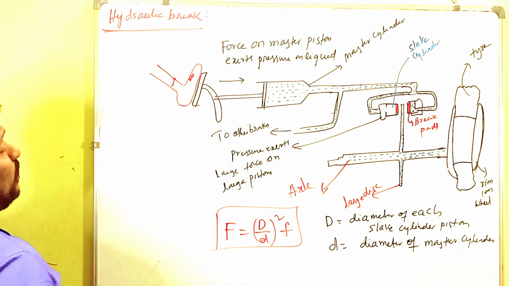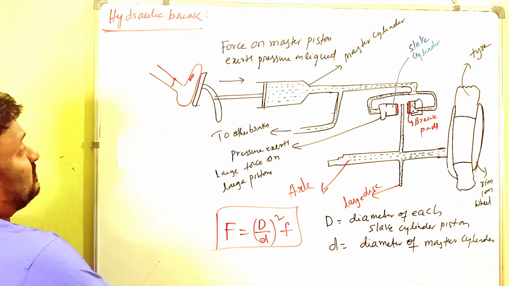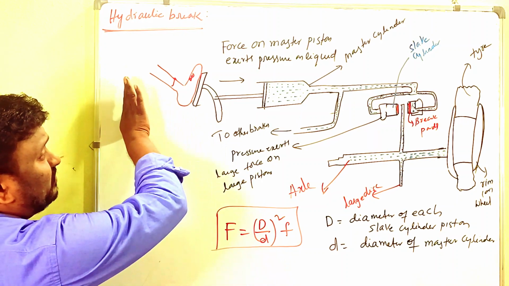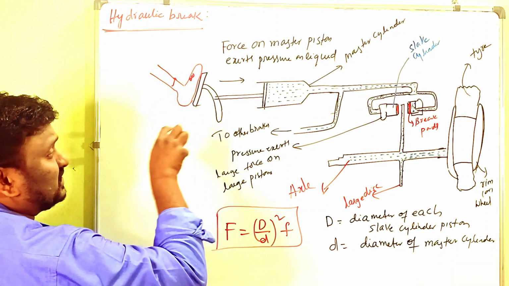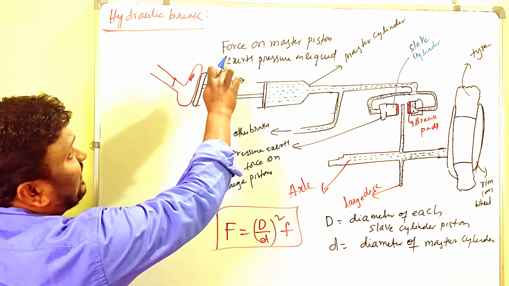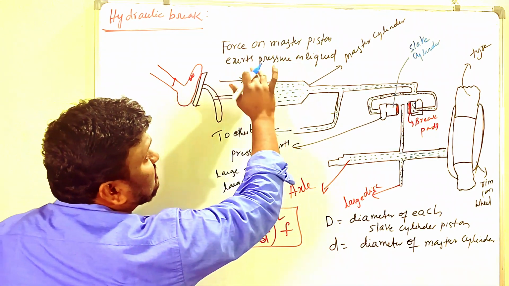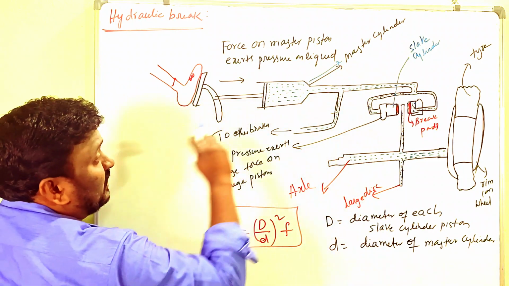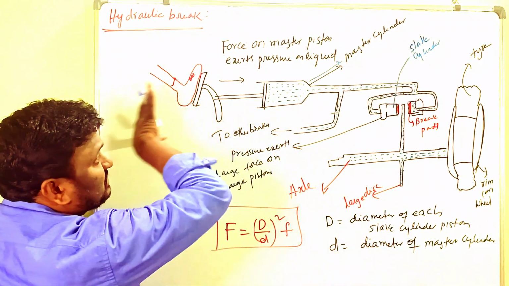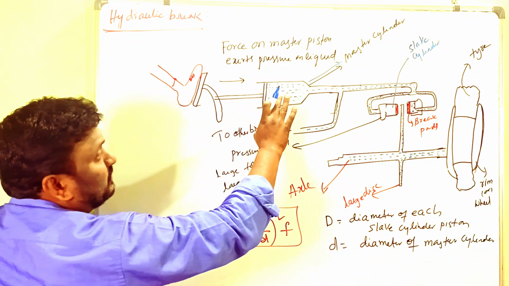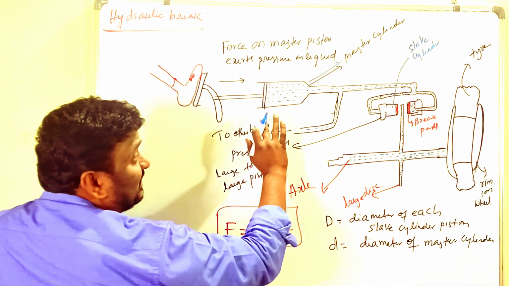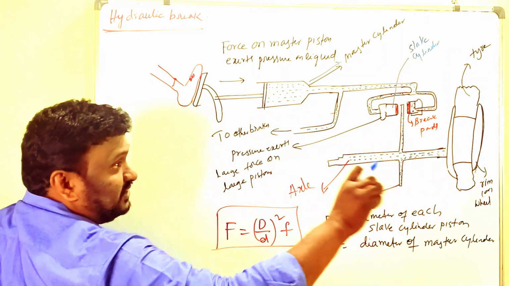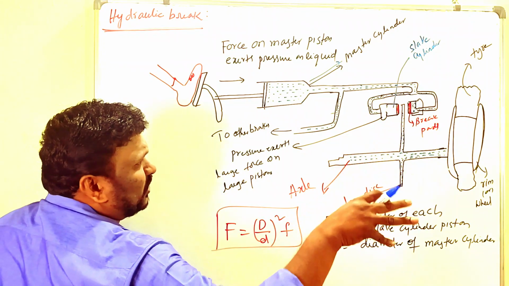Look here, what happens when we apply some force on the brake. In any vehicle, there is a brake. When we apply the brake, the sudden force on the brake creates force on the master piston, which exerts pressure on the liquid. This is what we call the master piston. The liquid is already there. When we apply the brakes by pressing with some force, pressure is created in the liquid. The pressure created should be equally transmitted to the four wheels of a car.